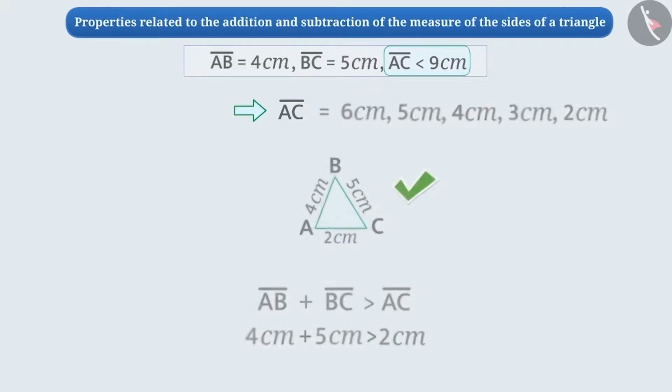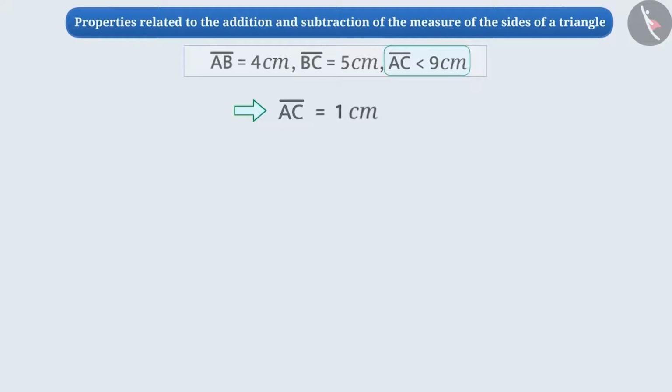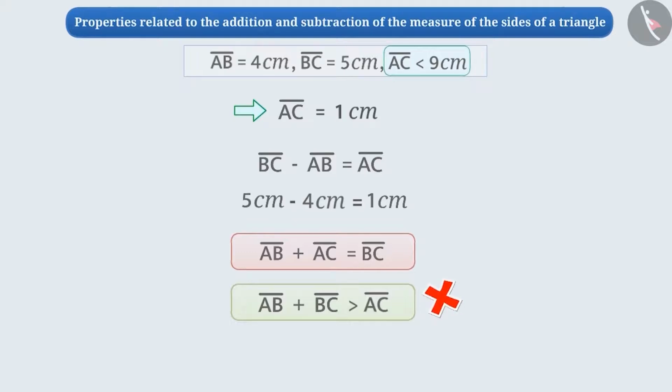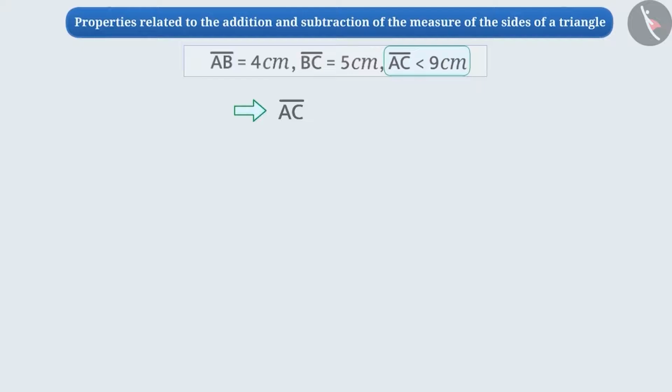But if we take the length of AC as 1 cm, then it is the result of the difference of the remaining two sides. In this case, we get the sum of the measure of the two sides AB and AC as equal to the third side BC. That is, in this case, the sum of the two sides of a triangle is not greater than the third side. So we will not be able to construct triangle ABC in this case.